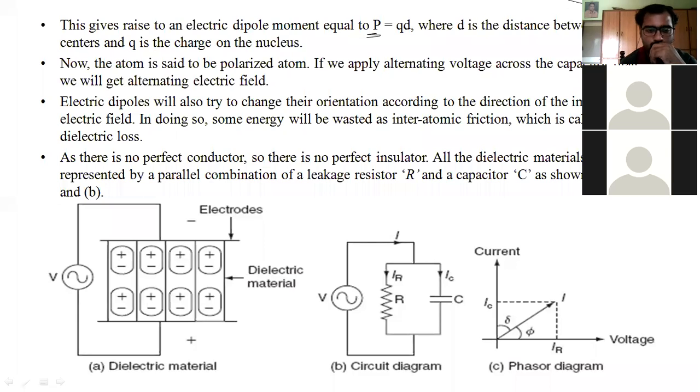Okay. Now we are going to apply some forces, that is interatomic forces. How are we going to produce them? By passing high voltages and a high alternating electric field. Due to that, the atom is going to get polarized, and due to that polarization, a dipole moment is going to be produced.